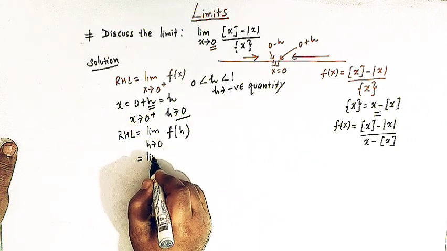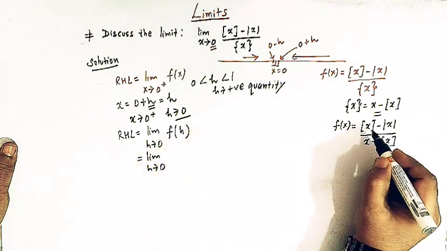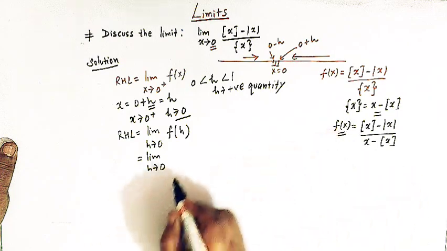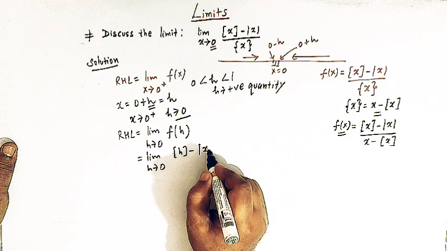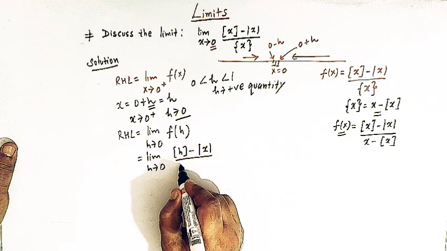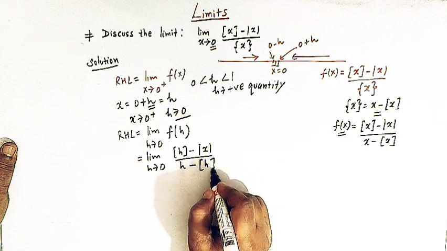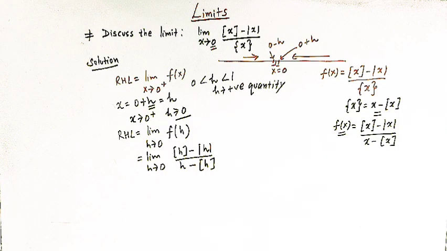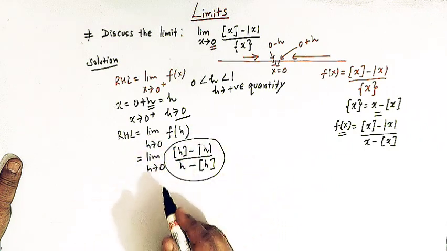Now we can write limit h tends to 0, and f of h can be obtained by replacing x by h in f of x. So we have the greatest integer of h minus mod of h divided by h minus the greatest integer of h. So now we have to evaluate this limit.